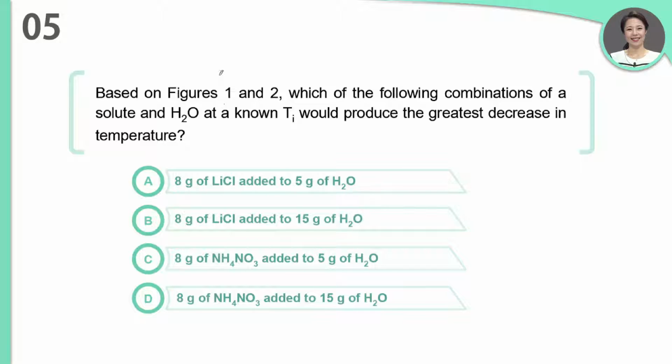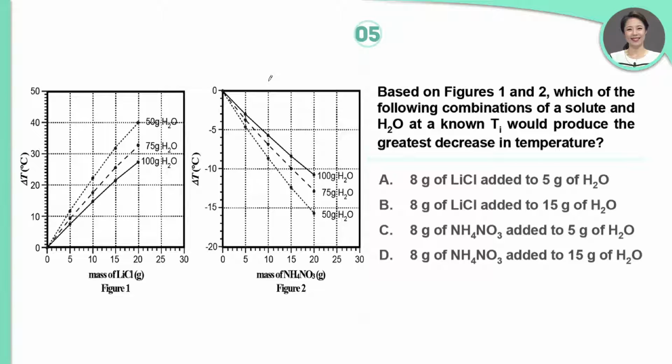Question number 5. Based on figures 1 and 2, which of the following combinations of the solute and water at a known Ti, or T initial, would produce the greatest decrease? So greatest decrease in temperature. Okay, let's look at figures 1 and 2. If you see figure 1, this is increasing. The delta T is increasing. That means T final is bigger than T initial. Temperature increased.